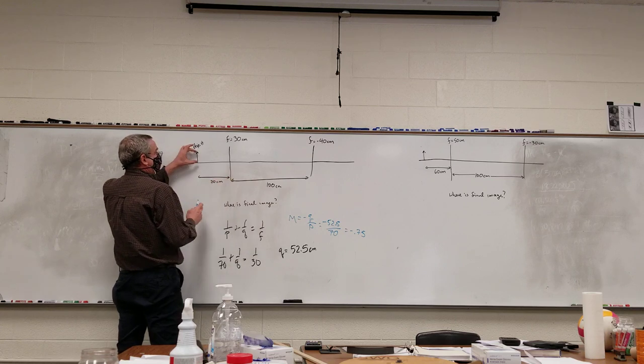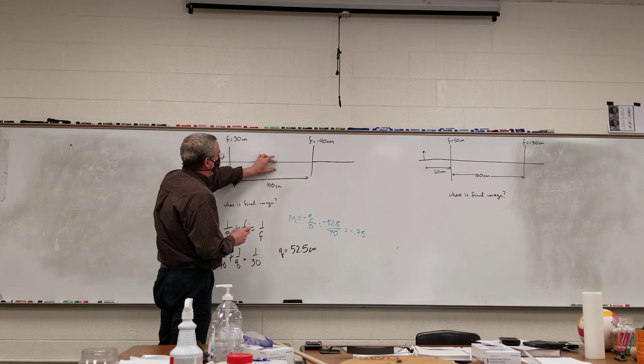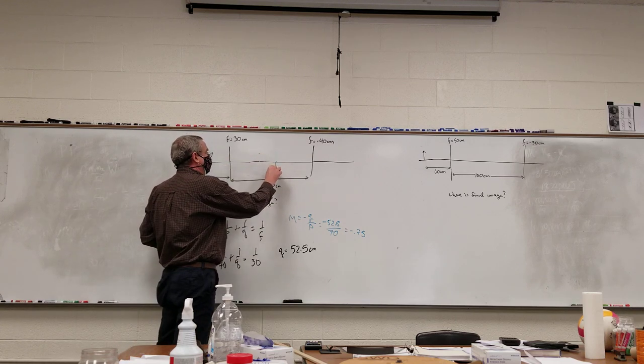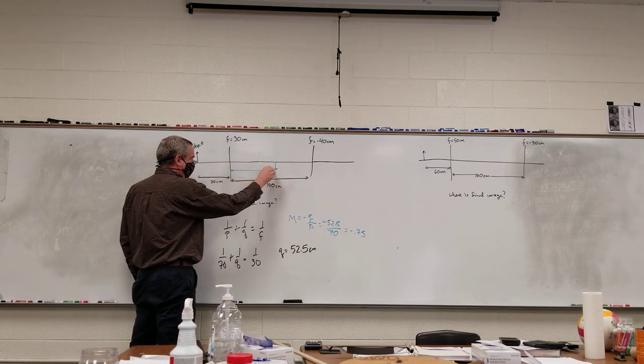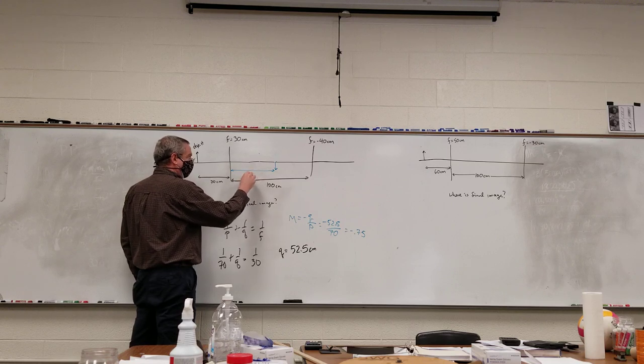So if my object is that tall, my image should be 3/4 of that length and down, so roughly like that. Where this distance here is 52.5 centimeters.